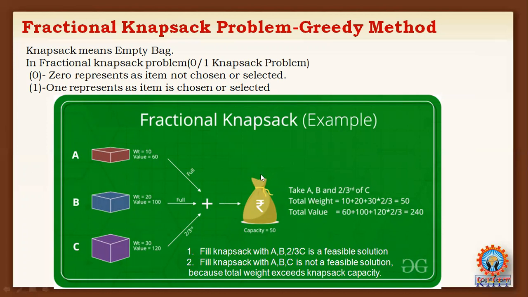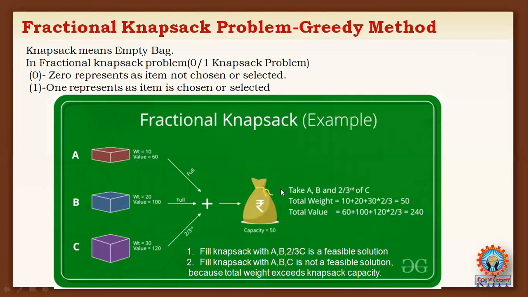Consider there is a bag, an empty bag, and there are some items: item A, item B, item C. These are three different items. Each item has its own weight. The first item's weight is 10, the second item's weight is 20, and the third item's weight is 30. And each item holds a profit or value. The profit of the first item is 60 rupees, the second item is 100 rupees, and the third item is 120 rupees. That means each item holds a weight and a profit.